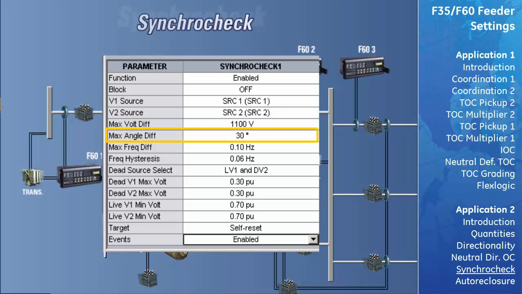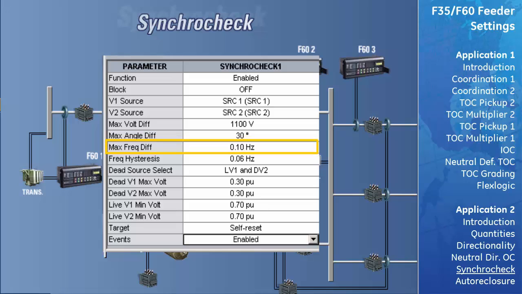The Synchrocheck 1 maximum angle difference setting selects the maximum angular differences in degrees between the two sources. An angular difference between the two input voltage phasors below this value is within the permissible limit for synchronism. We will use 30 degrees.